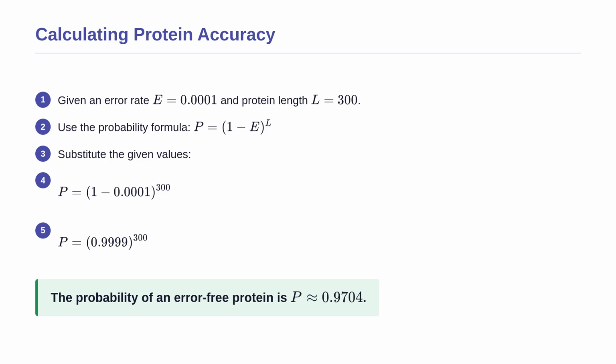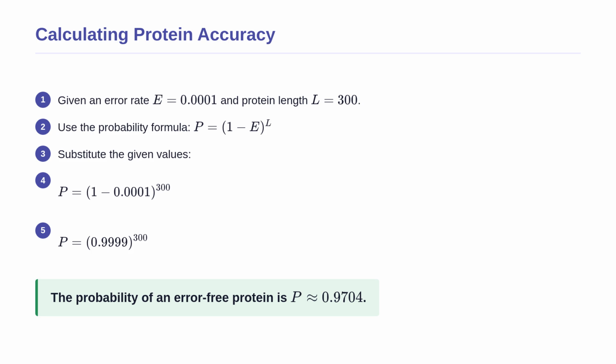Let us apply this accuracy formula to a realistic biological scenario. Suppose an amino-acyl tRNA synthetase has an error rate of 0.0001, meaning it makes one mistake in 10,000 events. We want to find the probability of synthesizing a completely error-free protein that is 300 amino acids long. We are given E equals 0.0001 and L equals 300.